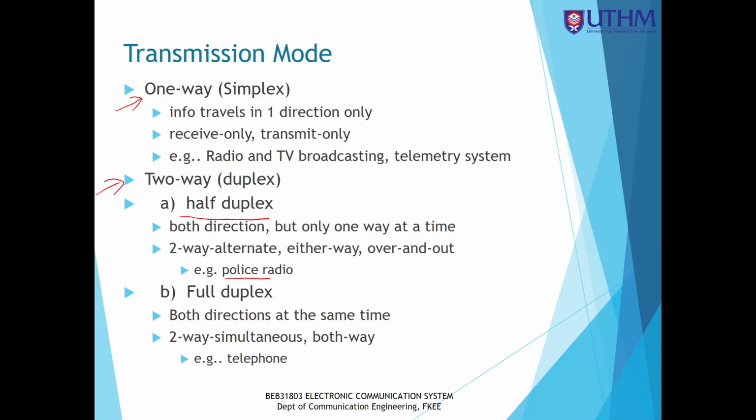And then the other one is full duplex, which means both transmissions are allowed at the same time. For example, your telephone or mobile phone. You boleh cakap, you can speak simultaneously with the other side. Because you can speak and the other side speaks, both of you can hear each other. So the signal can be transmitted in both ways, from the transmitter to the receiver and also to the other side.